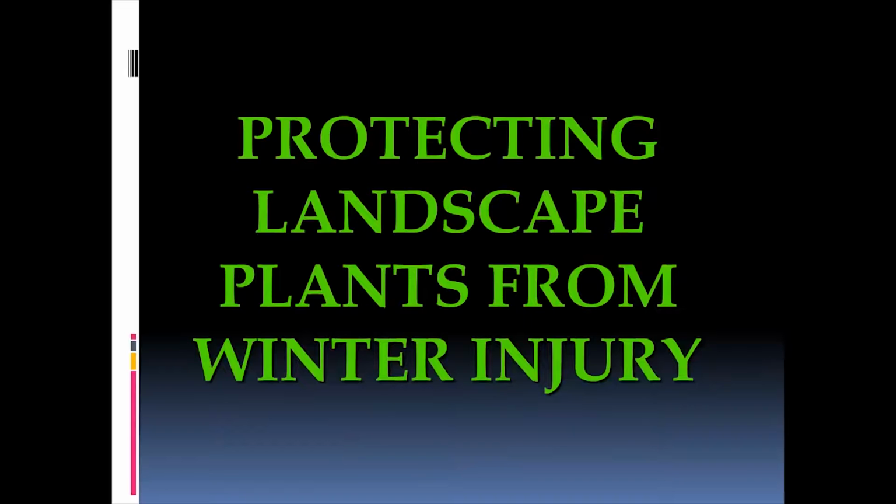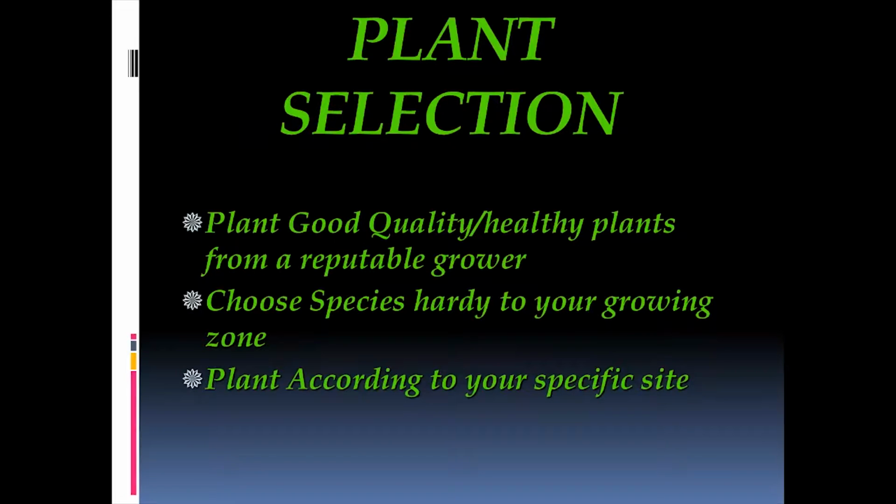Some tips and tricks on protecting plants in the landscape from winter injury. Common sense, basic stuff. It all starts with plant selection. Planting good quality, healthy plants to begin with so that you're not planting something that's already stressed out that may become more susceptible. Choosing species that are hardy to your growing area so you're not pushing that envelope of things getting damaged. And plant according to your site. Don't plant things out in exposed areas that can't take that type of situation.